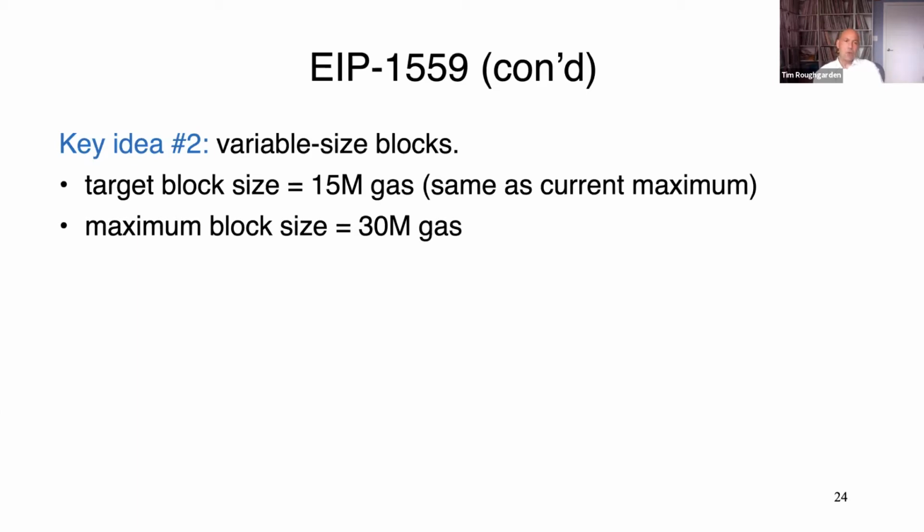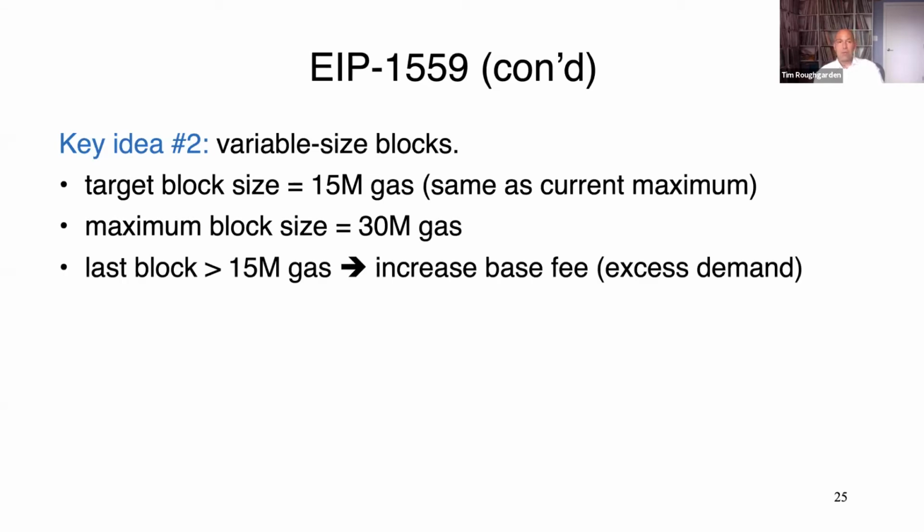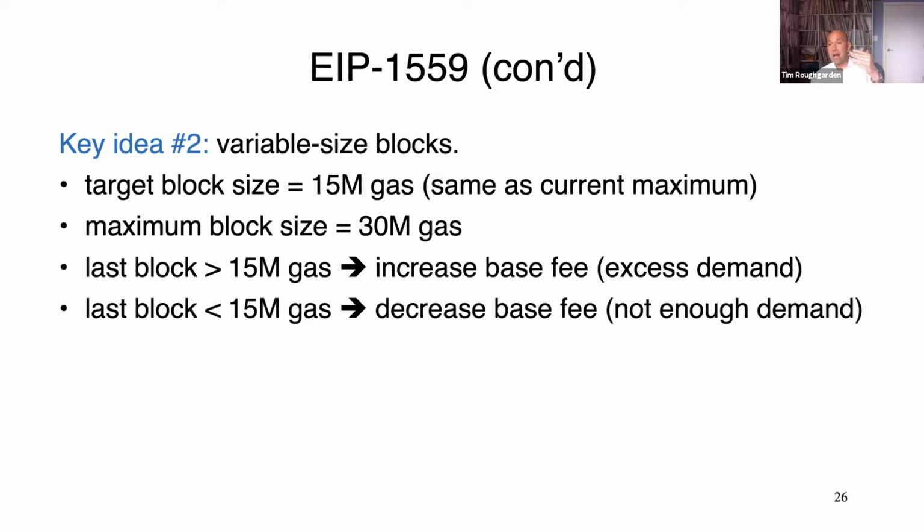How does this help us? Well, now block sizes can be our on-chain record of whether or not there's excess demand. We're shooting for a target of 15. If the last block was sized bigger than 15, we know there's excess demand. We know we need to increase the reserve price. If the last block was less than the target, conversely, we know we need to decrease the reserve price.